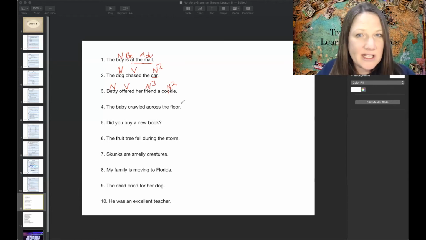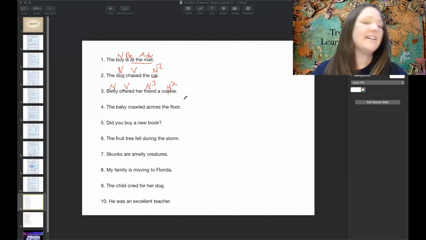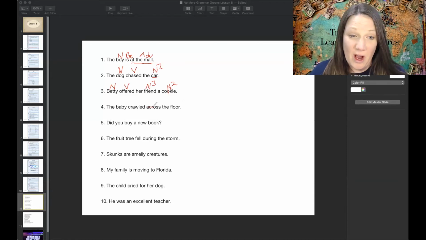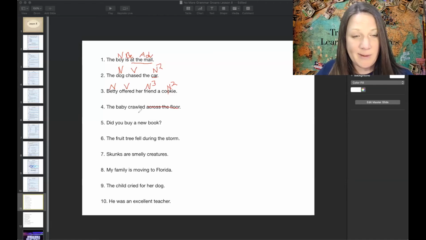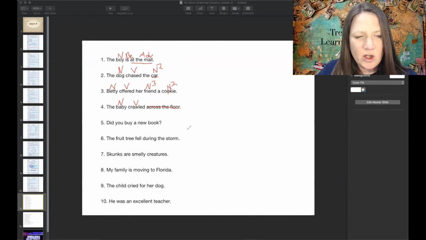Do you see a prepositional phrase? Across the floor. Mark that out because I see an action word. When I ask myself what is happening in the sentence, I actually see action here. And the action is crawled. Crawled. And then we have who crawled? Baby crawled. Number 5, did you buy a new book?